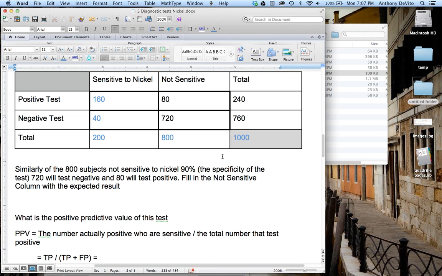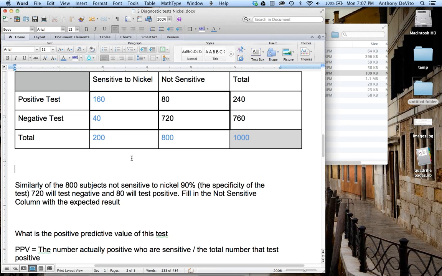Okay, so now 240 people tested positive, right? You're one of those 240 people. Out of those 240 tests, how many of them really are positive? So out of those 240 people, what's the probability that any individual in that group really has the nickel sensitivity? That's 160. Good. 160 over 240.